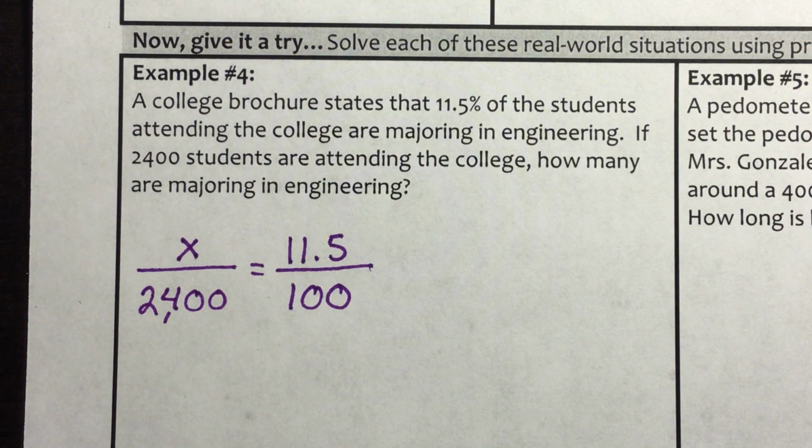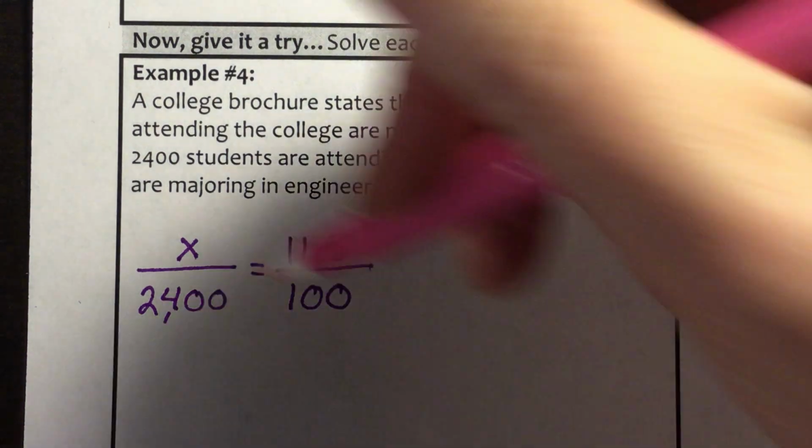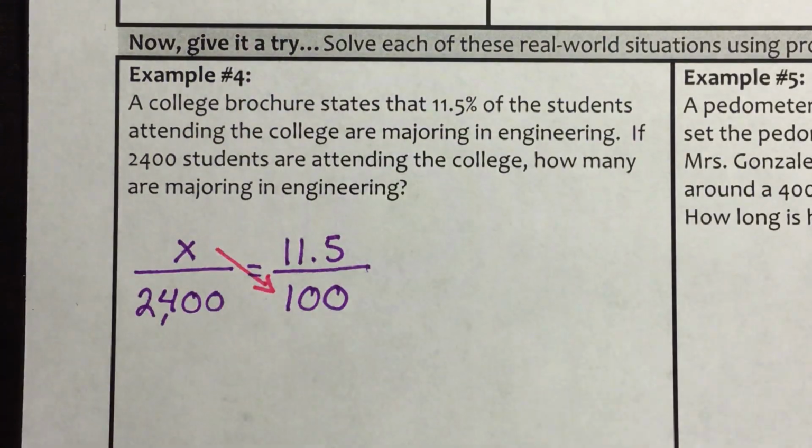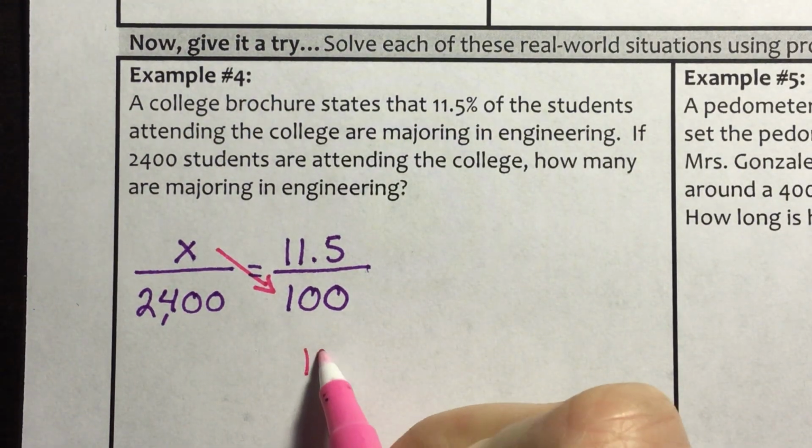Okay. So from here, we're going to do that same cross multiplying thing that we did on the top of this sheet. So we're going to take the x, which is from the top left corner, and multiply that times 100. So that makes 100x.